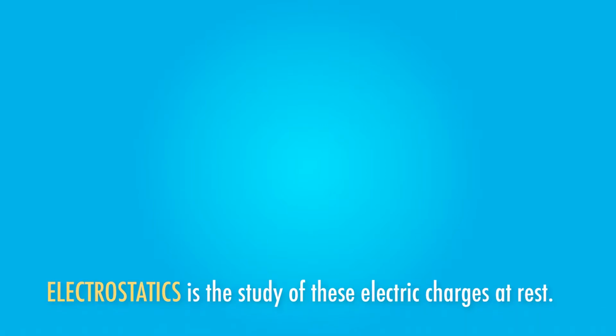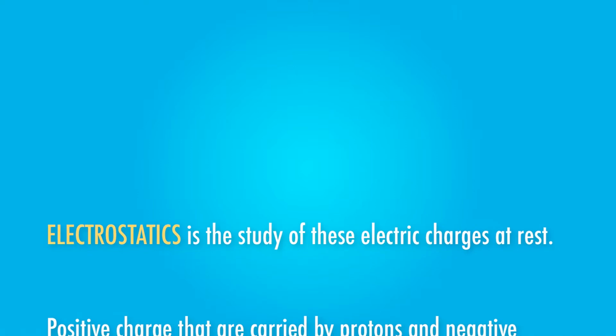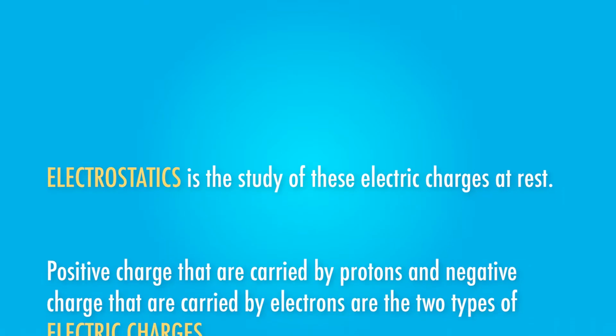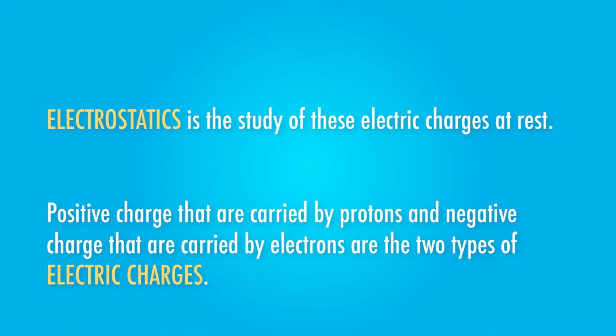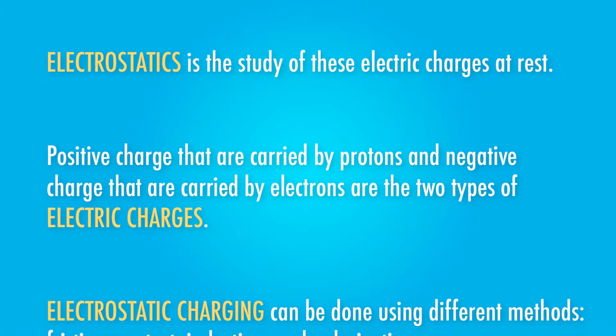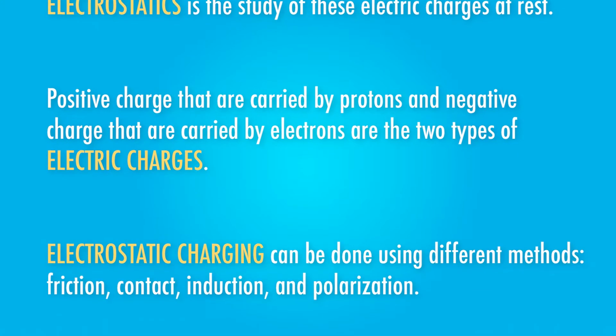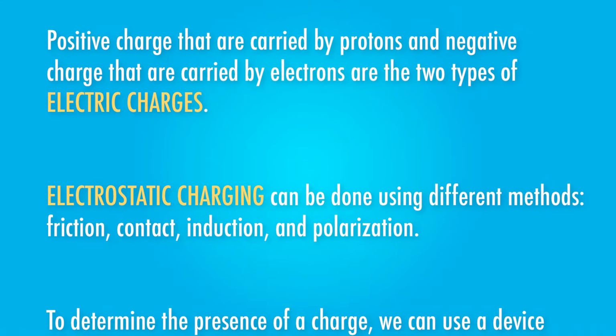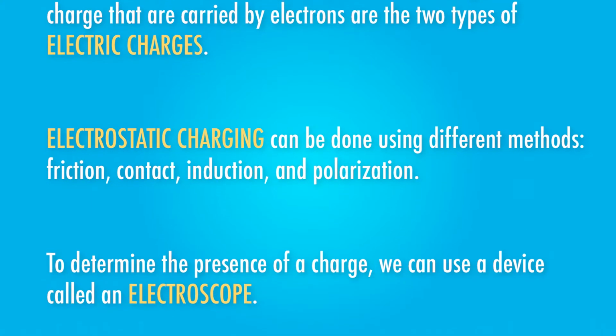5 minutes is truly short to discuss everything about electrostatics. Since it is almost up, we will recall and summarize all the things we've tackled. Electrostatics is the study of these electric charges at rest. Positive charge that is carried by protons and negative charge that is carried by electrons are the two types of electric charges. Electrostatic charging can be done using different methods: friction, contact, induction, and polarization.